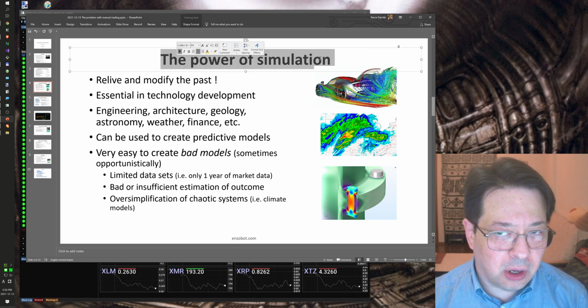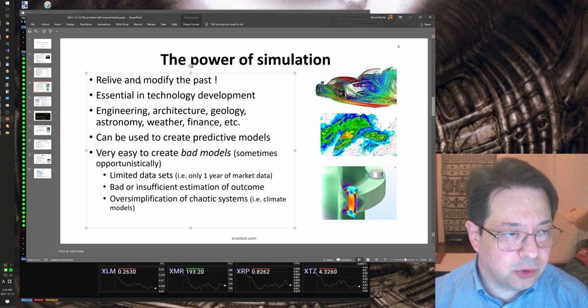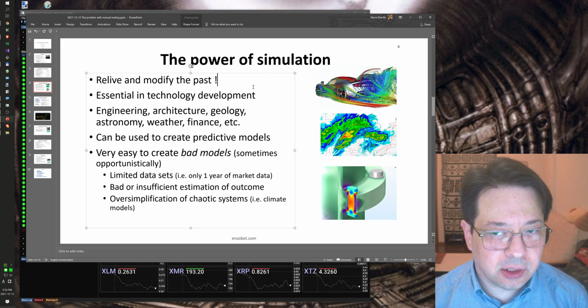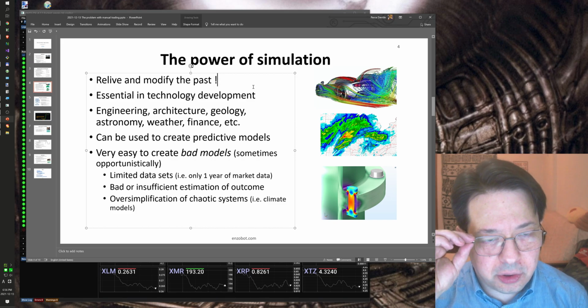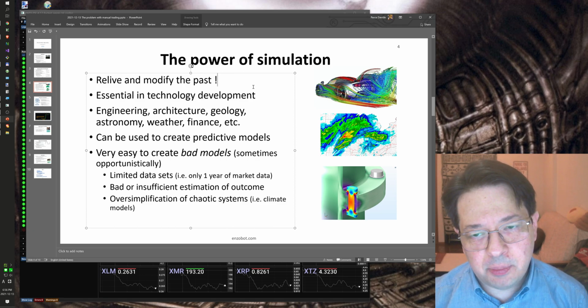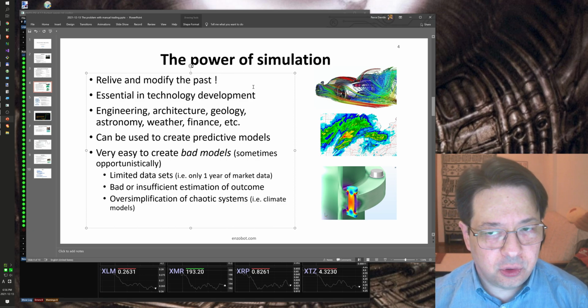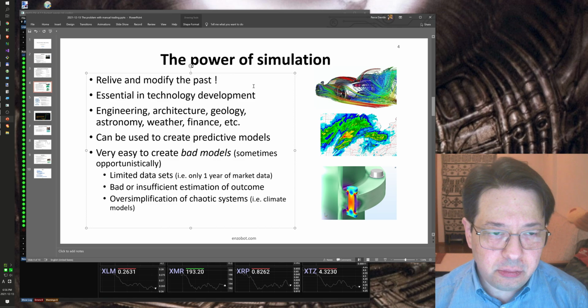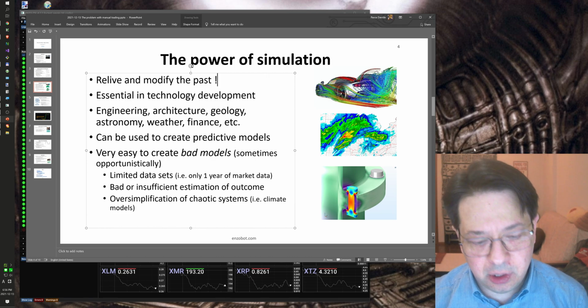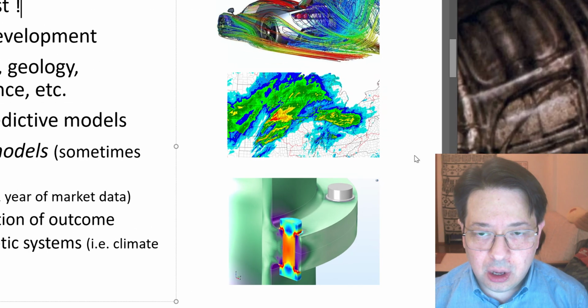Simulations are pretty much what allow you to relive the past. You can actually modify the past. If you have a model of the actors in the simulation, you modify those actors, then you relive that past again, and hopefully you come to a better outcome. A simulation is essential in technology development. It's used everywhere nowadays: architecture, engineering, geology, astronomy, fluid dynamics.